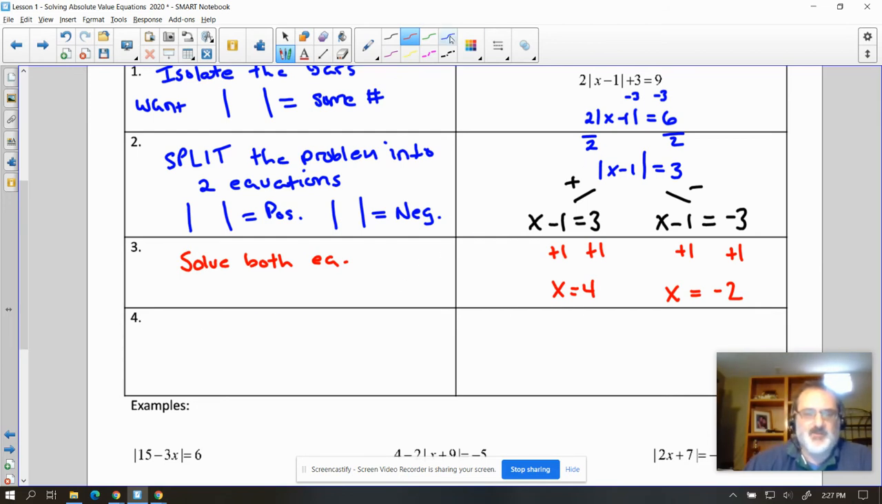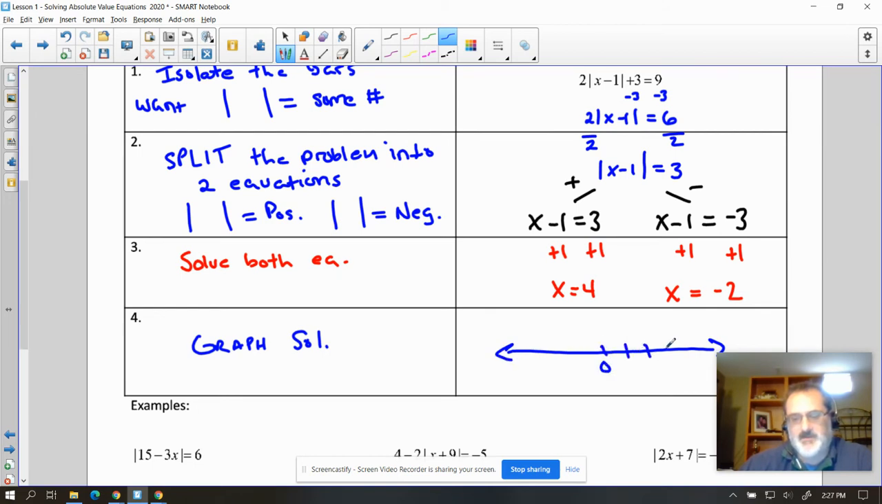Last step is to graph, if it asks you to. So I'm going to make a number line here. And on my number line, I'm going to put 0 in the middle. 1, 2, 3, 4, 5. I have 4 as a solution. Negative 1, negative 2, negative 3, negative 4, negative 5. And I have negative 2 as a solution. So there's my graph.